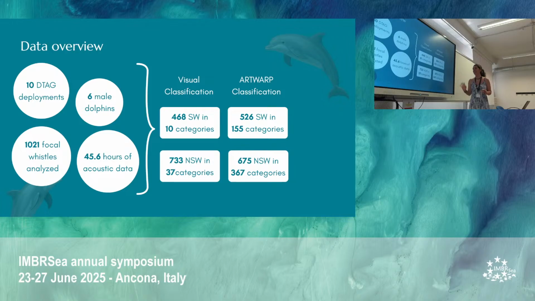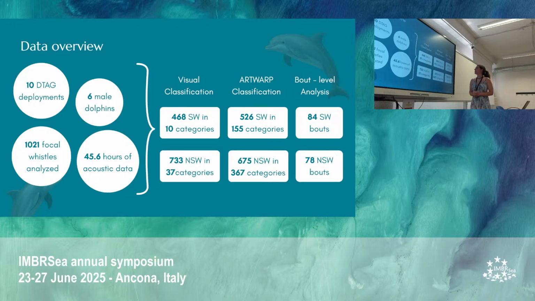This is important, these numbers. And then 675 non-signature results in 367 categories, compared to the visual one. And then for the bout level, we extracted 84 signature whistle bouts and 78 non-signature whistle bouts.